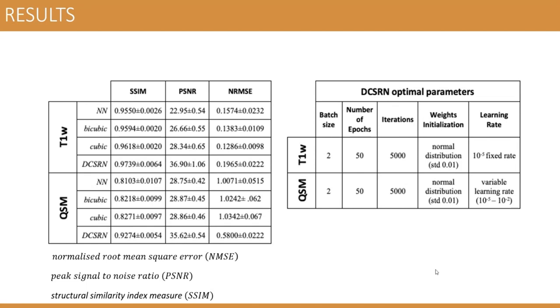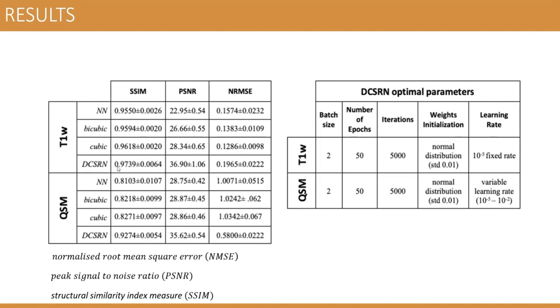So there are some numbers in here. As I said, the first part of the work was actually making the model work on the same dataset, so on T1 weighted images from the Human Connectome Project dataset. There are some metrics, which are the structural similarity index, the peak signal to noise ratio, and normalized root mean square. Those metrics are all used to actually compare two images.